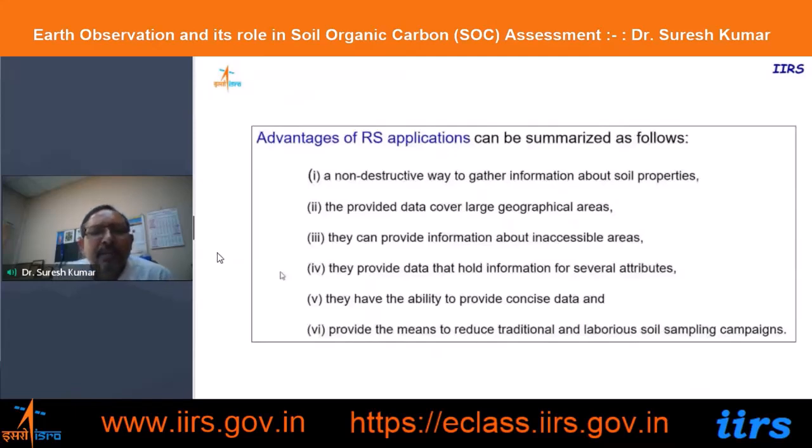The advantage of remote sensing applications is that it is a non-destructive method to collect information about soil properties. It provides large coverage, so you can get a large area to visualize. It can provide information about inaccessible areas. Many areas are inaccessible, but in those areas also soil property maps can be generated. It provides data that hold information for several attributes, and the ability to provide concise data, and it reduces traditional and laborious soil sampling campaigns. Remote sensing provides an easy method for fairly accurate estimations.